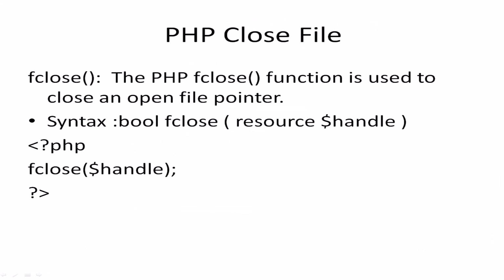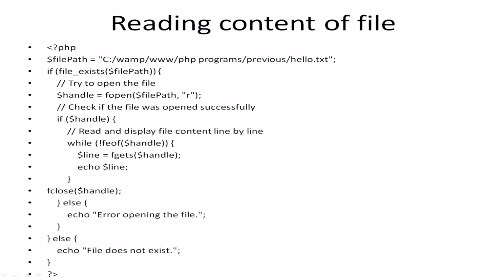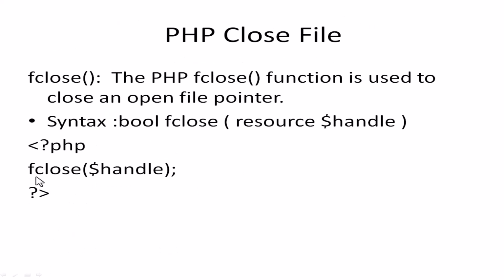Next, PHP close operation. In the previous file itself we have used PHP fclose with the handle, so that by using this you can close a file which is already opened. It is a boolean function: on success it returns true, on failure it returns false.